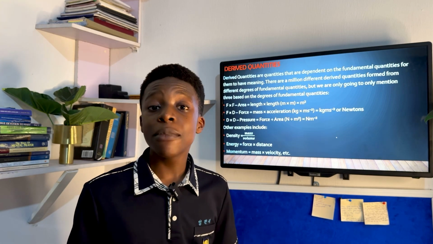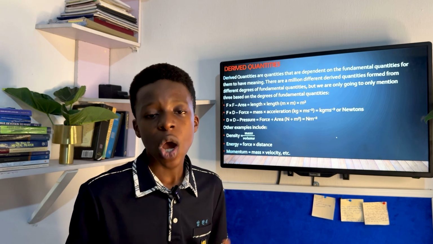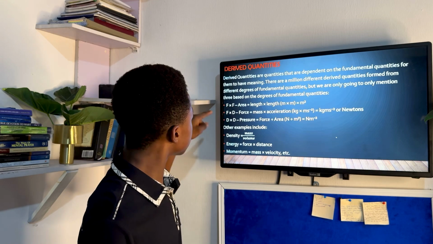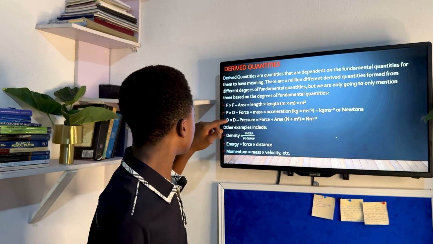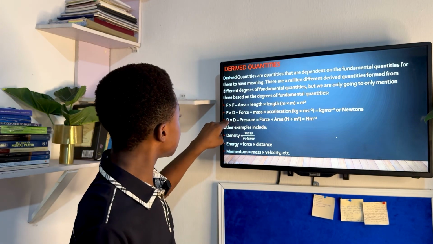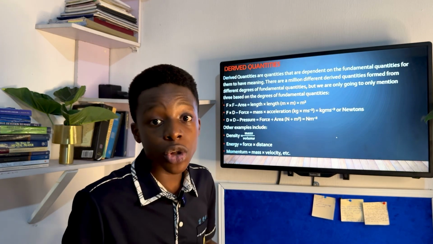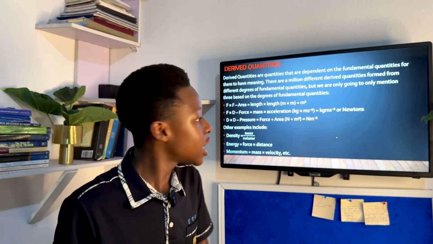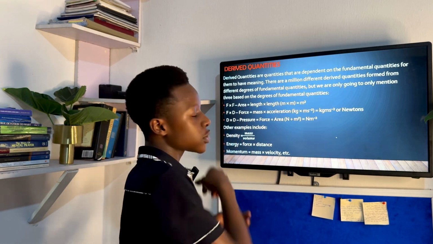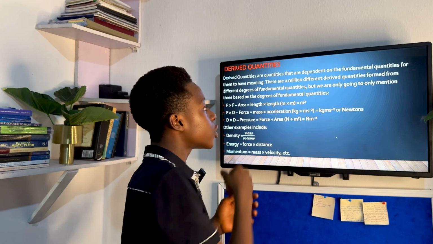There are millions and millions more derived quantities. Why? Because as long as we follow these steps of fundamental and fundamental, fundamental and derived, and 2 derived, we're always going to arrive at a derived quantity. If you break these 2 derived quantities down, you're still going to end up with fundamental quantities. Let me explain. When we talked about force, we said force was mass, which is the fundamental quantity, and acceleration, which is the derived quantity.